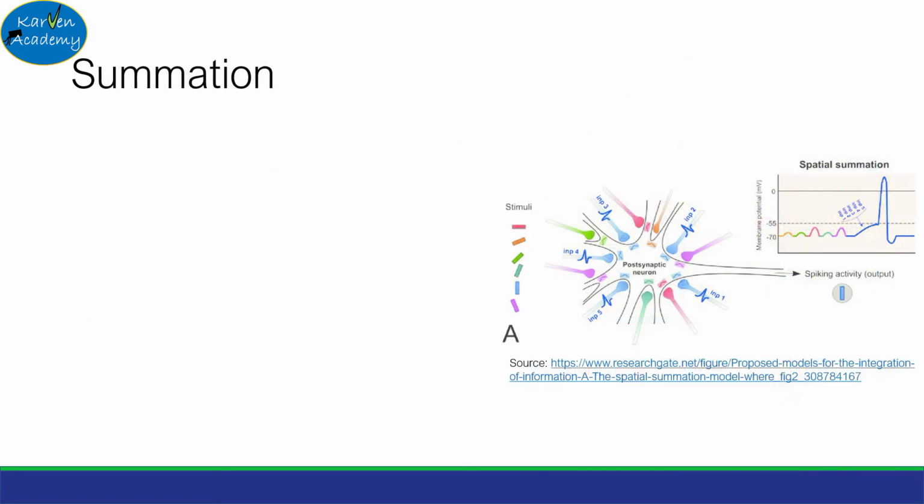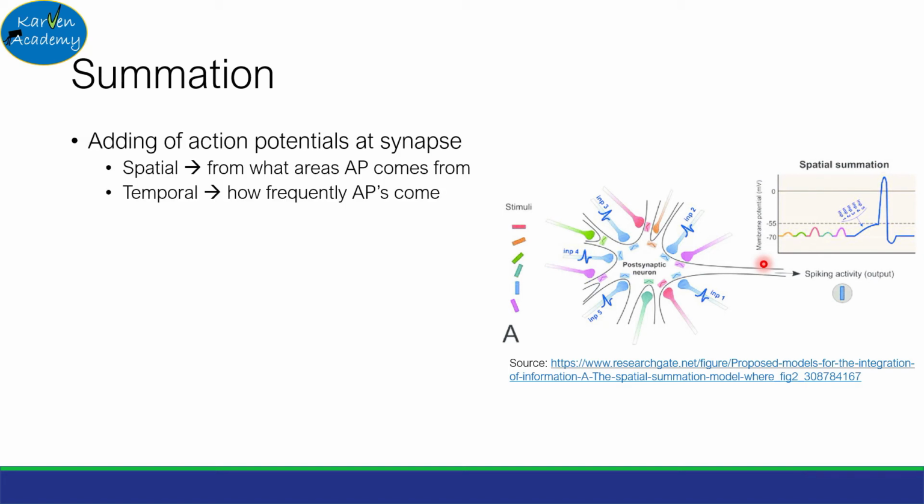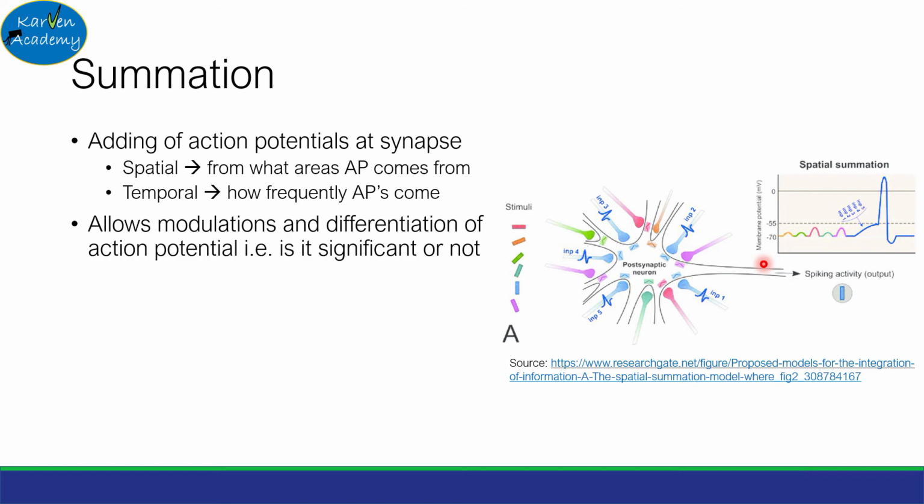So now let's have a look at summation. Summation, as the word suggests, is the addition of action potentials at the synapse. There are two types of summations. One is spatial, which adds up potentials from different areas around the postsynaptic neuron, and temporal summation, where action potentials are added depending on the frequency. And the benefits of summation is that it allows modulation and differentiation of action potential. So this will allow neurons to determine whether the stimulus is significant or not.